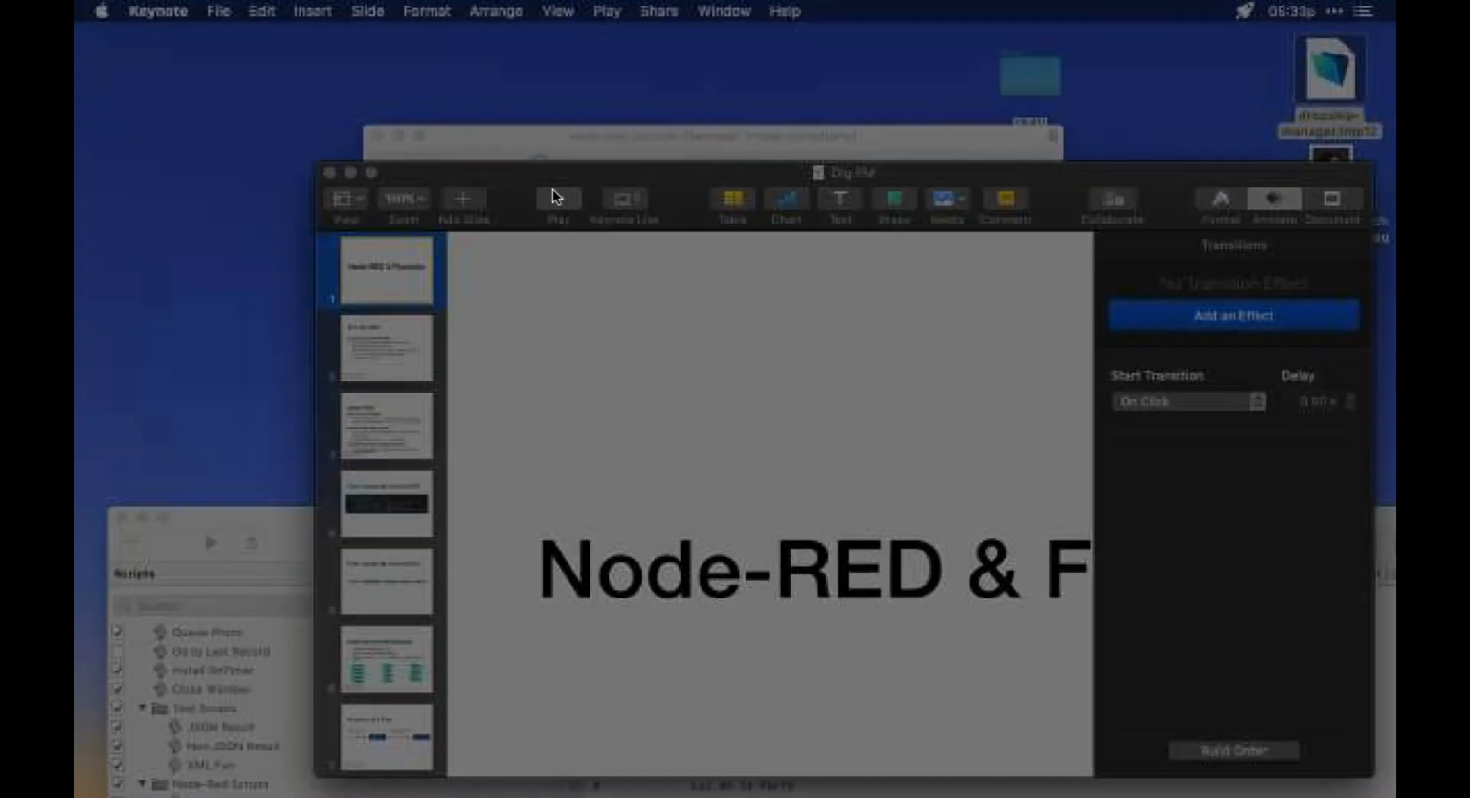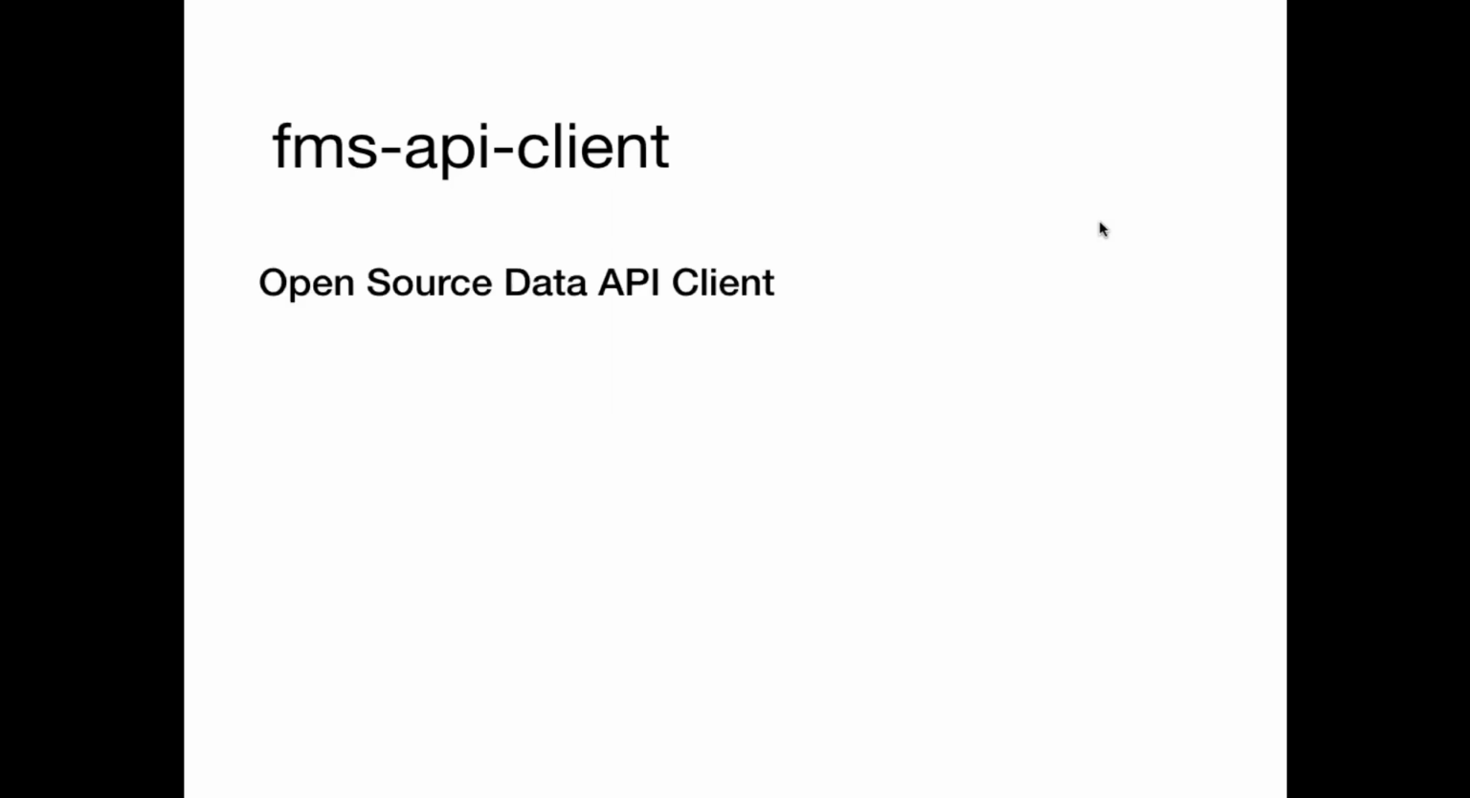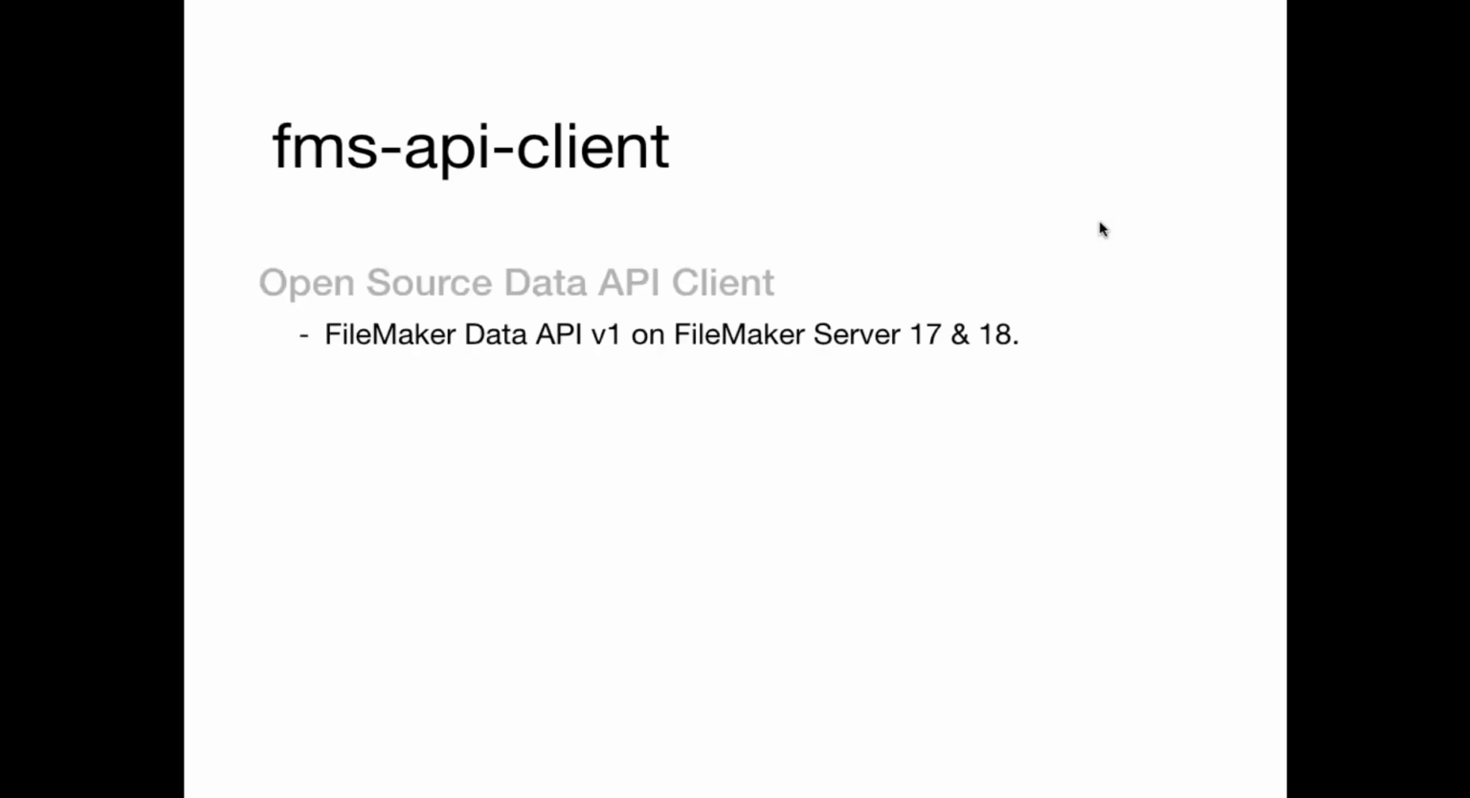Cool. So what exactly is NodeRed? Well, let's take a step back. As I said, about a year and a half ago, I started work on a client called FMS API Client. And that was a JavaScript client. That client was designed to interact with the FileMaker Data API. It's open source. It's available online. At the end of this presentation, you're going to get a link to it. All the examples that I show you today are fully documented online in both the NodeRed open source project and in this FMS API Client project.